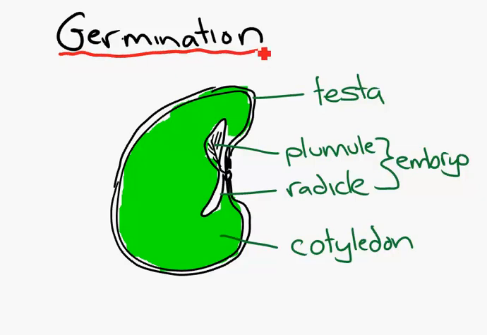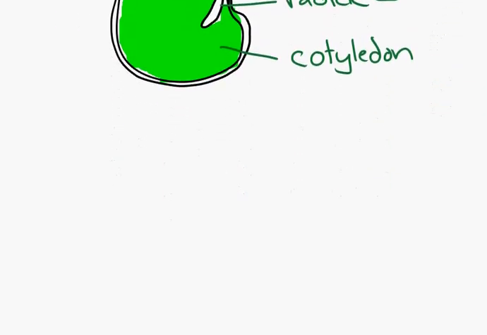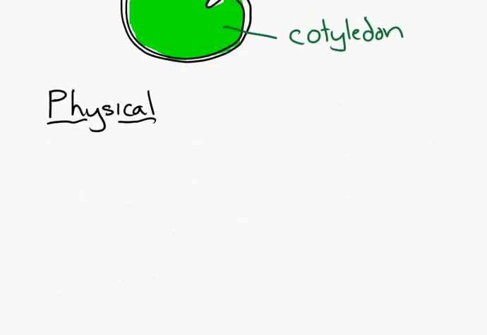There are two levels we can look at germination from. The first level we can look at is the physical level. This is where we look at what actually happens. The first step on a physical level is that the tester splits. The tester being the seed coat.